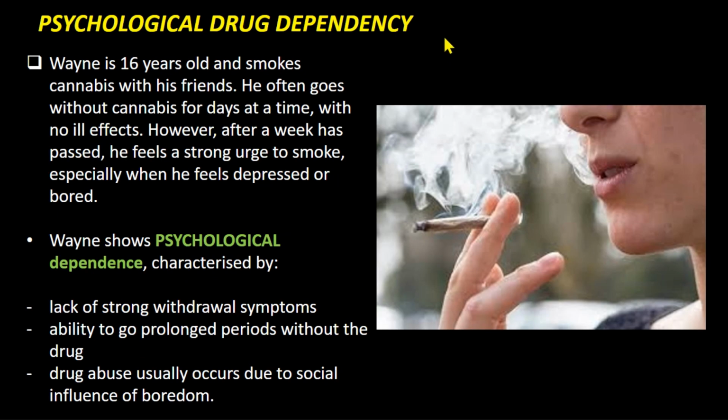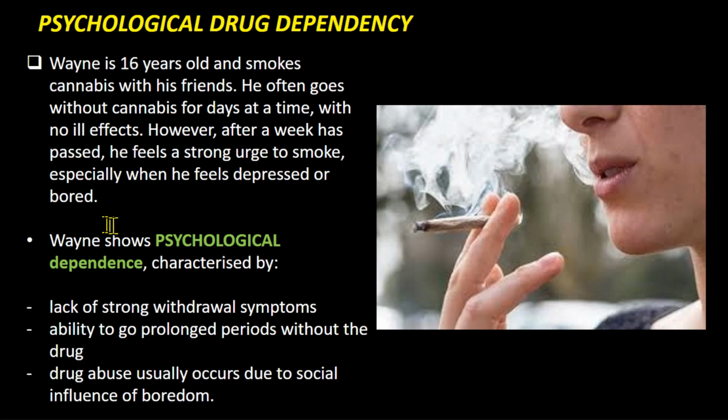So there are 2 types of drug dependency. There's psychological dependency and physical dependency. So first we're going to look at psychological. Let's look at a case study here. Wayne is 16 years old and smokes cannabis with his friends. He often goes without cannabis for days at a time with no ill effects. However, after a week has passed, he feels a strong urge to smoke, especially when he feels depressed or bored.